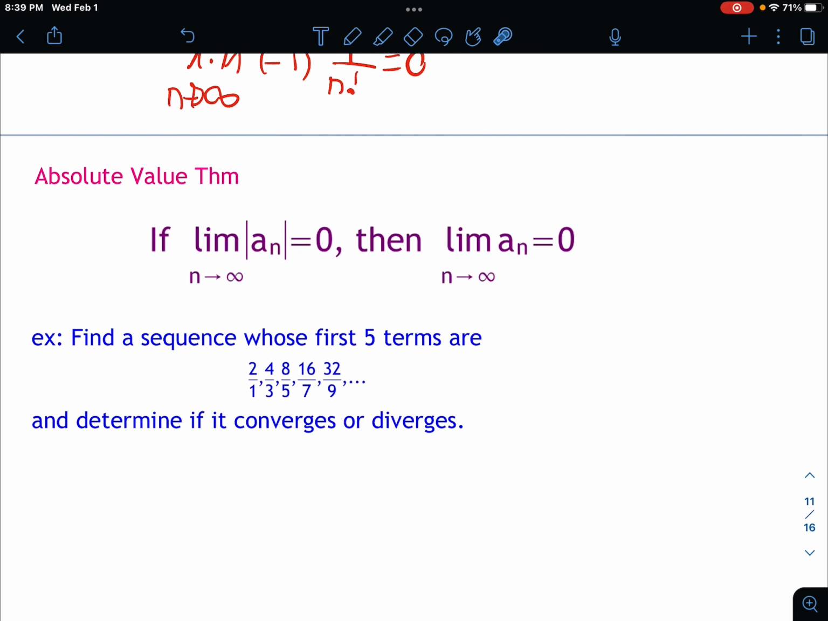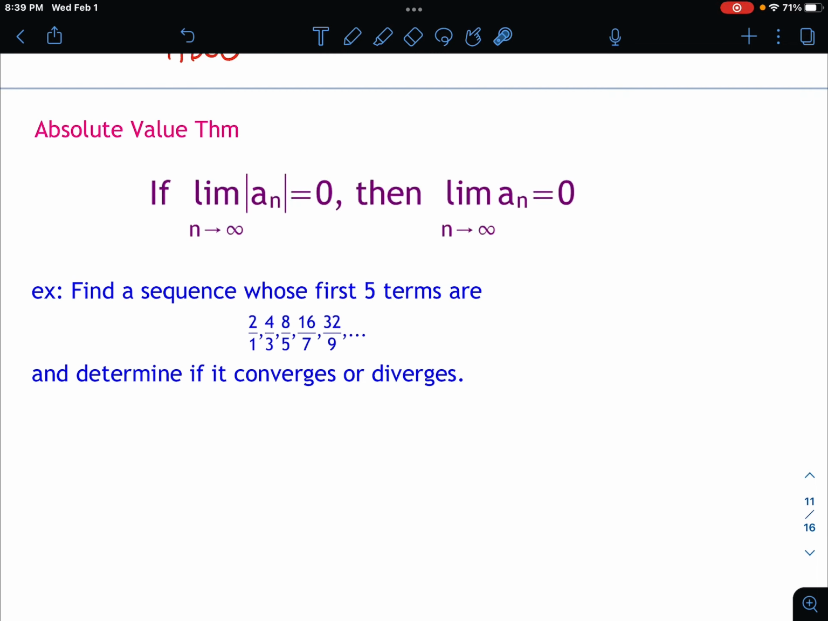Here's our next part. This is the absolute value theorem. We know if the limit as n approaches infinity of the absolute value of a sub n is equal to 0, then the limit of a sub n is also equal to 0. Okay. Here's a sequence that we're going to take a look at. We're going to determine if it converges or diverges.